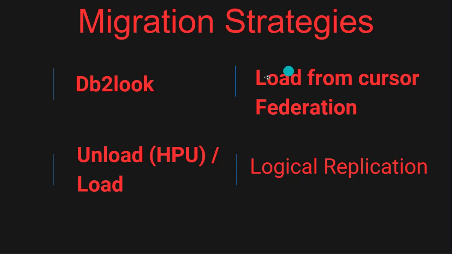DB2 look is going to help me get the DDLs, the dummy structure of the databases, and then load from cursor with federation is going to help me load the data. Then unload and load with HPU is again for the data migration. Logical replication is for the data migration. So in a nutshell, DB2 look helps me create a dummy structure on the target, and load from cursor, unload or load with HPU, logical replication, or the import and export utilities I would use to migrate the data from source to target.